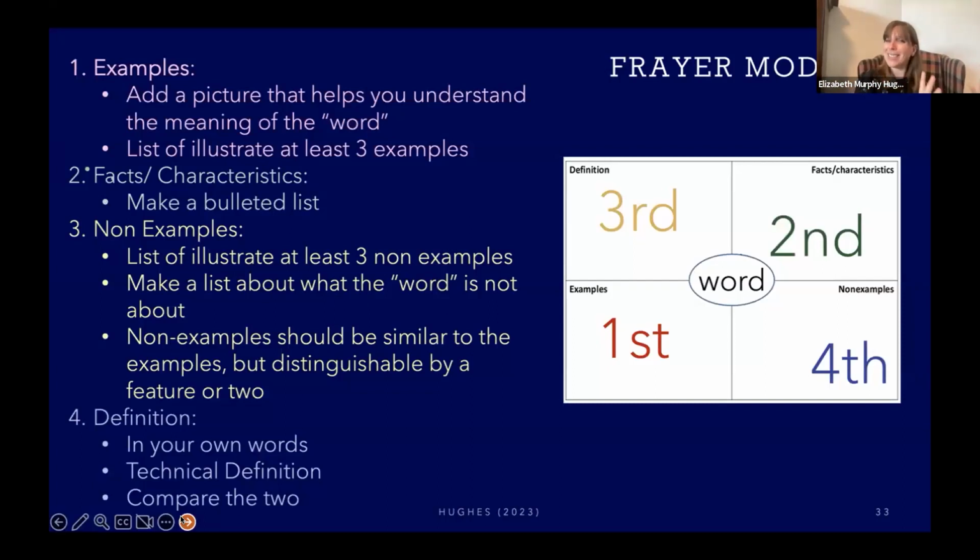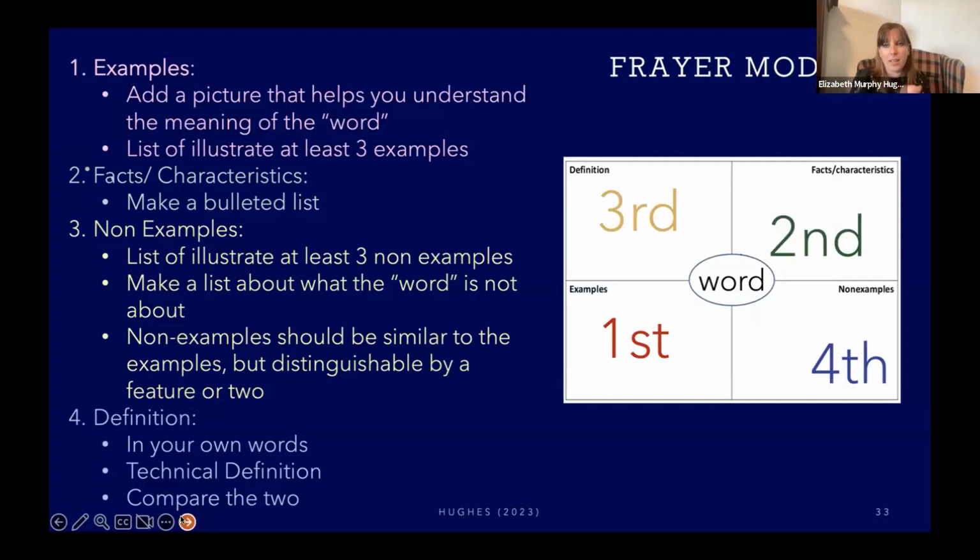Then, okay, let's look at these examples. What do these examples have in common? What can I deduce from these facts, these characteristics? What else do we know about this term or this concept that we can list in that second quadrant there, the facts and characteristics? So we've started with the easiest access point. We've connected it and expanded it.